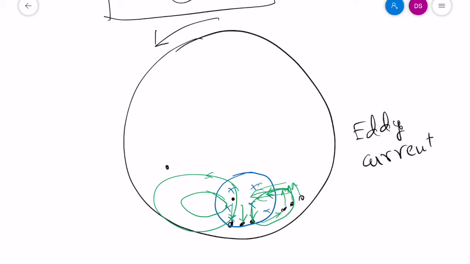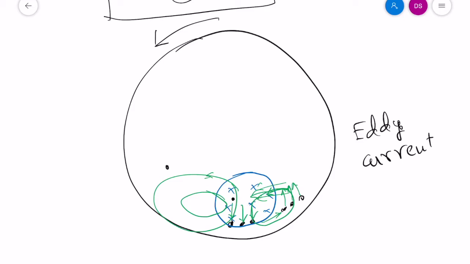Eddy currents can be produced because a magnetic field is fluctuating over a metal, and the induced electric fields produce the eddy current. Or they could also be produced because a conductor is moving through a magnetic field, a steady magnetic field, and in that case the Lorentz force on the charge carriers in the conductor cause eddy currents, right?